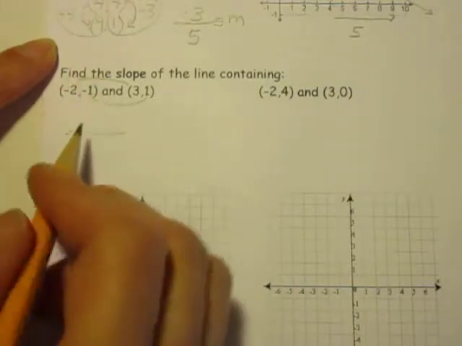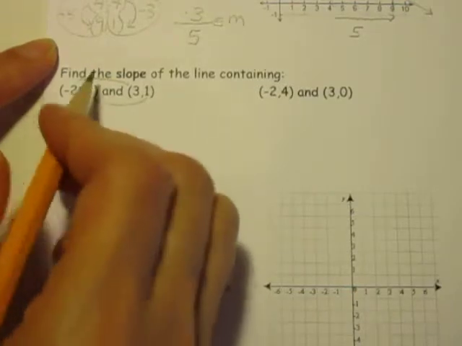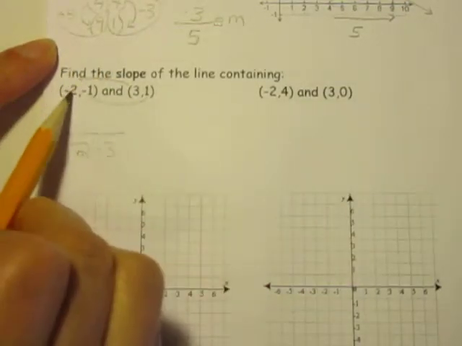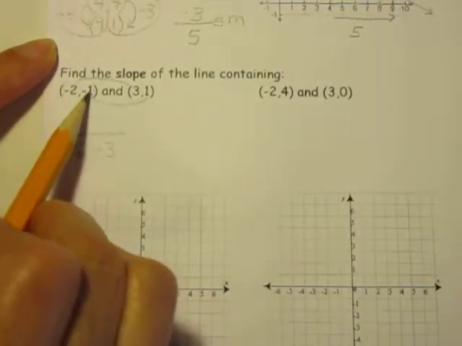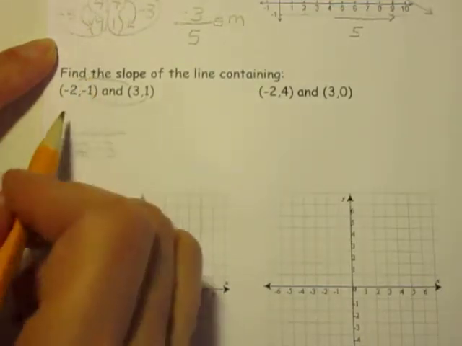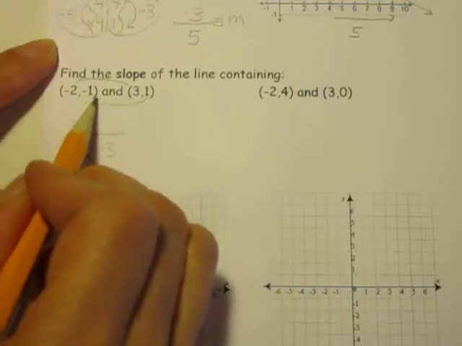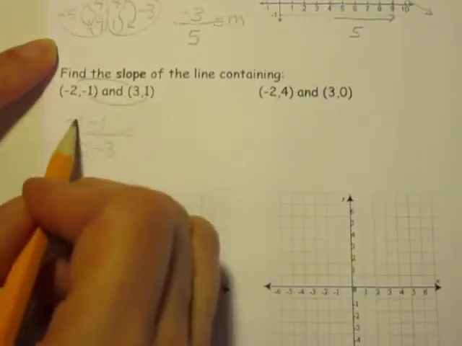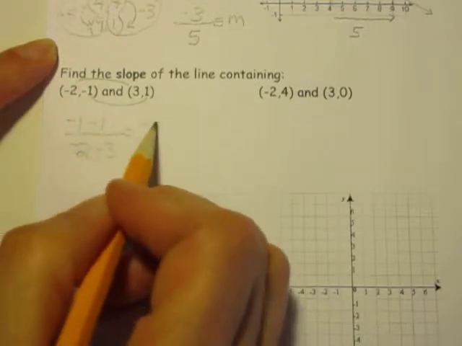But my first coordinate is -2, and I'm going to be subtracting 3. But if I start with that point for x, I have to start with that point for y as well. So I have -1 minus 1. And that's going to give me a slope of -1. Collectively, -1 is -2.